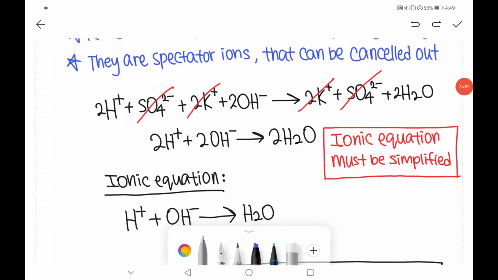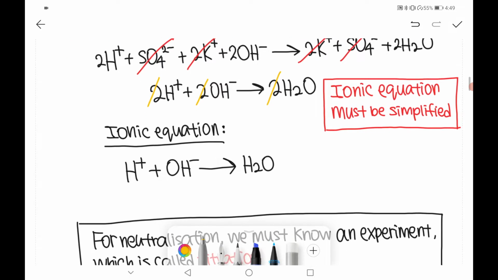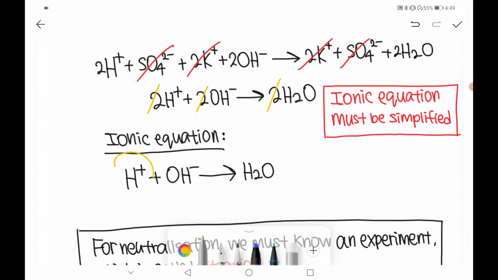For the ionic equation, you must simplify. Let's look at it. This number is 2, this number is 2, this number is 2, so you can simplify all the number 2 here. Just like mathematics, you can do factorization. When this is 2, this is 2, this is 2, you can cut away the number 2 here. When you cut the number 2, you see the final answer is still H plus, still OH minus, still water. So that's it.